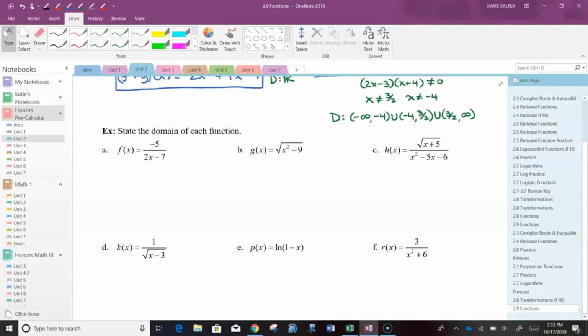All right, starting out with this first one, since there's a variable in the denominator, we know that the denominator cannot equal 0. So we set the denominator not equal to 0, since we know it can't equal 0, and we solve. We would add 7 to each side. 2x cannot equal 7, divide each side by 2, x cannot equal 7/2. So therefore, the domain is all real numbers except for 7/2. We would say the domain is from negative infinity to 7/2, in union with 7/2 to infinity.